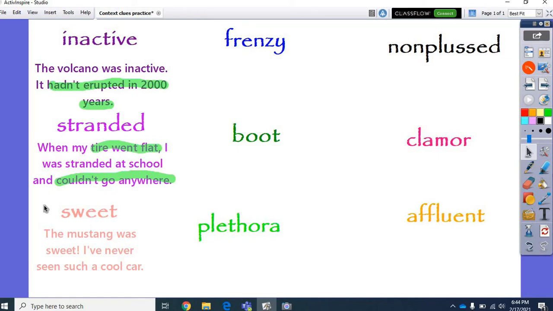The Mustang was sweet. I've never seen such a cool car. That wasn't the kind of sweet I was thinking of, like, you know, chocolate is sweet or candy is sweet. And that doesn't seem like what they're talking about in this one. It says the Mustang was sweet, and I know a Mustang is a kind of car. So the car was sweet. I've never seen such a cool car.